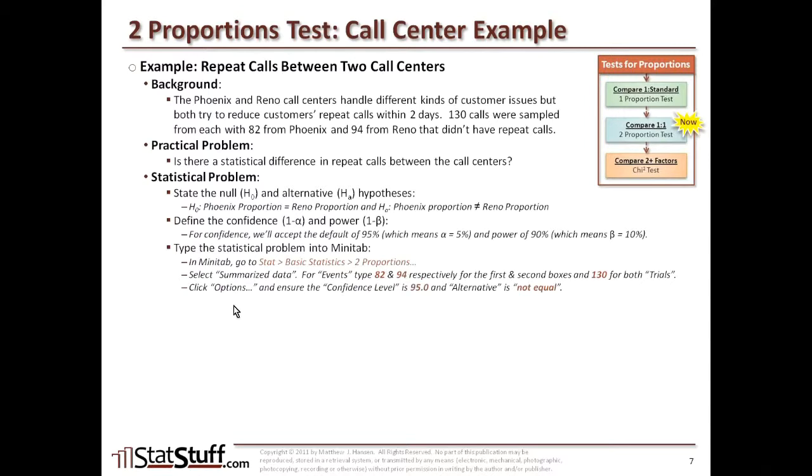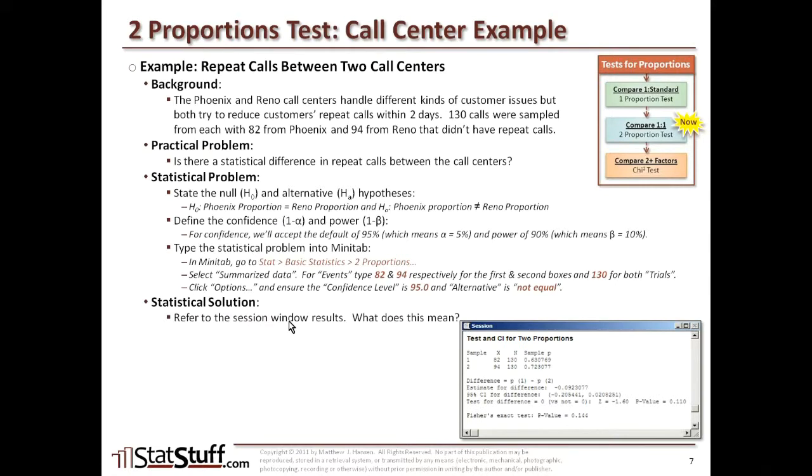And then we're also going to select the Options button, where it's going to open a new dialog box. Make sure you have 95 selected as the confidence level, and then you're going to have the alternative defined as not equal. So when we run this and click OK, we're going to get this type of output as our statistical solution. So what does this mean? How do we interpret this information? First thing we want to do in this output is look at the p-value that comes out of it.